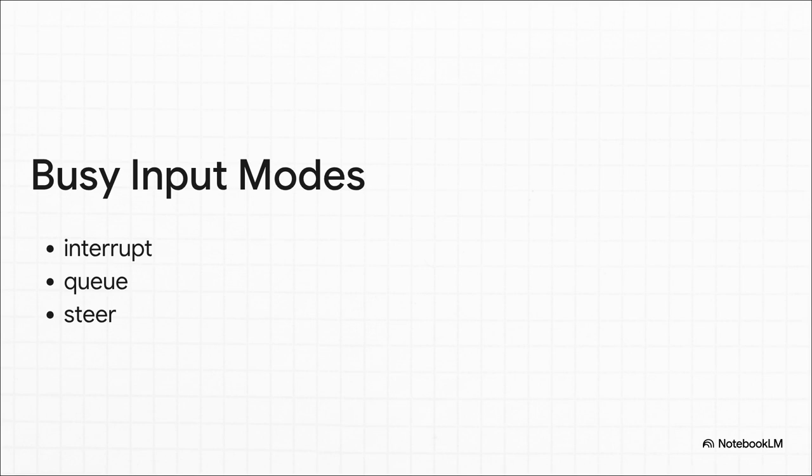But you can also flip it to queue, which quietly lines up your message for later without killing the current job. Or, and this is my absolute favorite, steer. Steer lets you inject a thought mid-task, so you can say, actually, make sure you check the test too, and it just naturally incorporates that redirection without breaking its current flow.